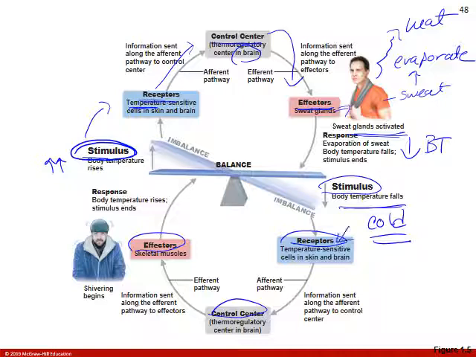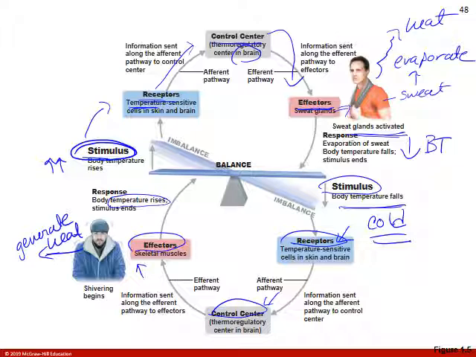The receptors are going to pick up the temperature difference. It's going to go to your brain. Your brain's going to decide what to do. It's going to send a message out to your skeletal muscles, and it's going to tell your skeletal muscles to shake and contract. And when they do, they generate heat. So why does your body temperature go back up? Because your muscles are working and they're releasing heat.